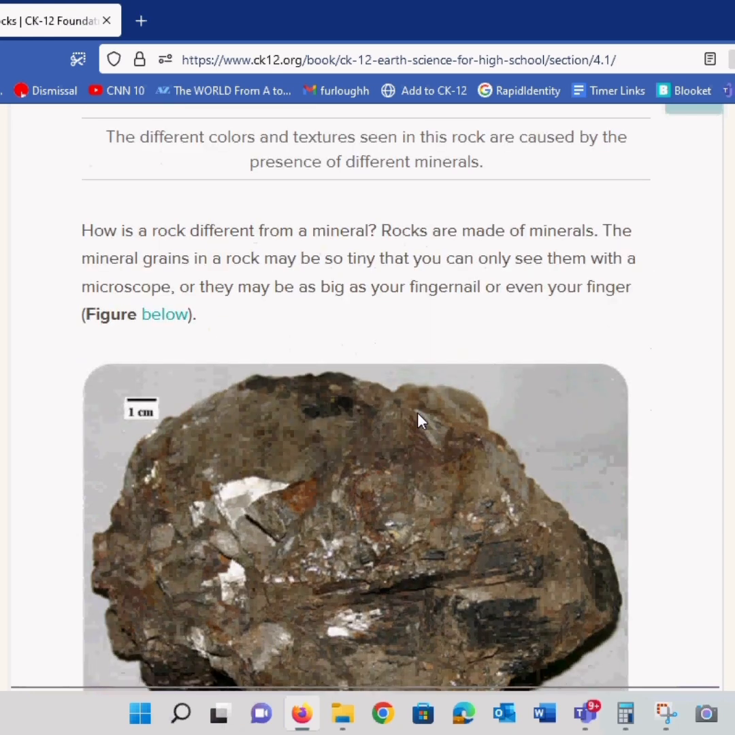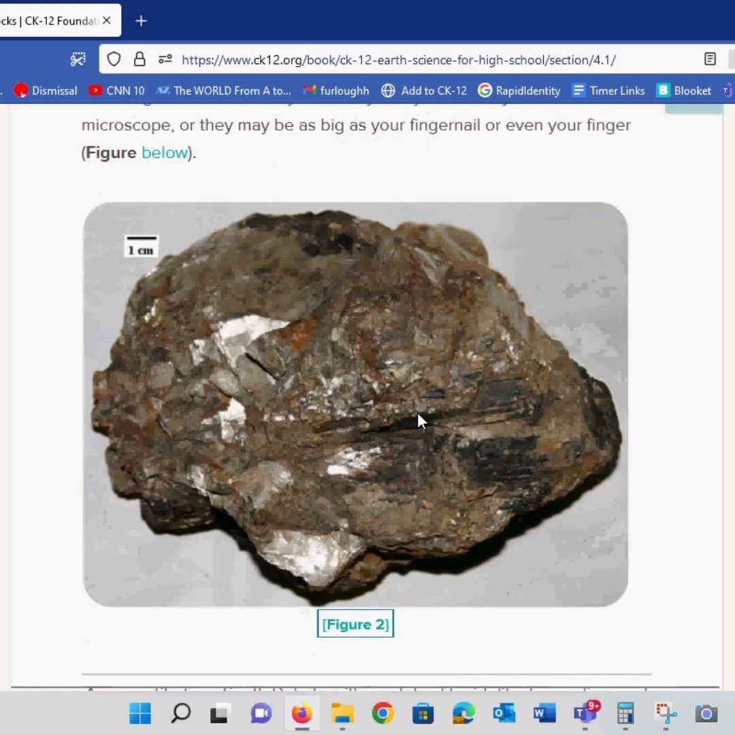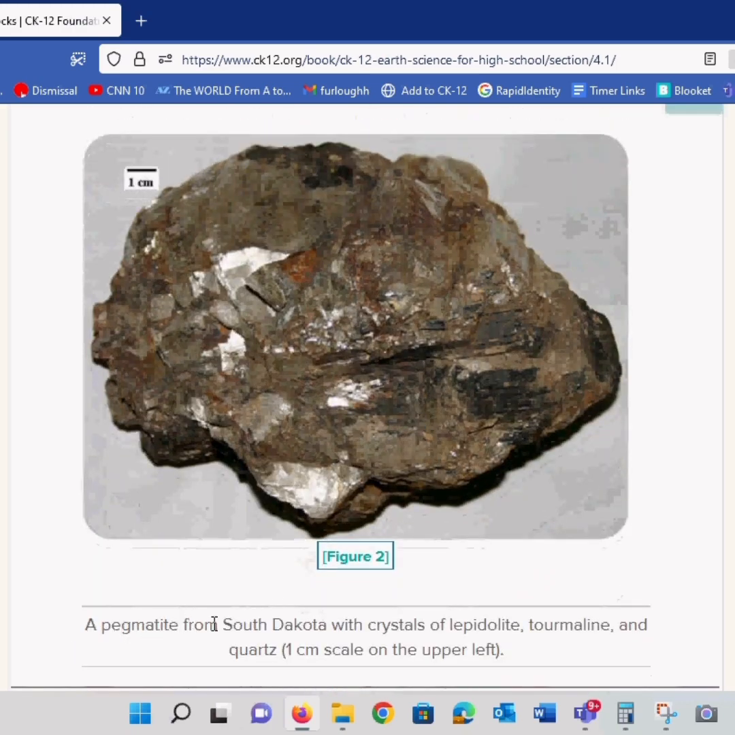How is a rock different from a mineral? Rocks are made of minerals. The mineral grains in a rock may be so tiny they can only be seen with a microscope, or they may be as big as your fingernail, or even your finger. A pegmatite from South Dakota with crystals of lepidolite, tourmaline, and quartz. 1 centimeter scale in the upper left. So this picture, this part represents 1 centimeter. So this whole thing is several centimeters across.